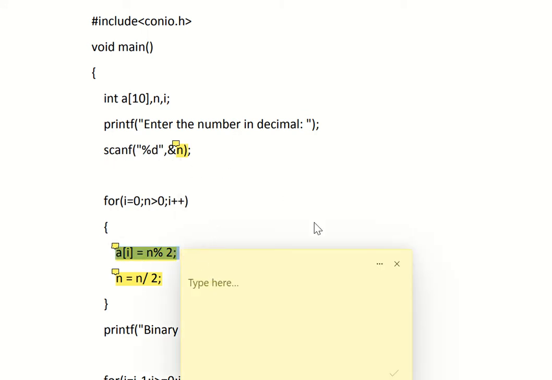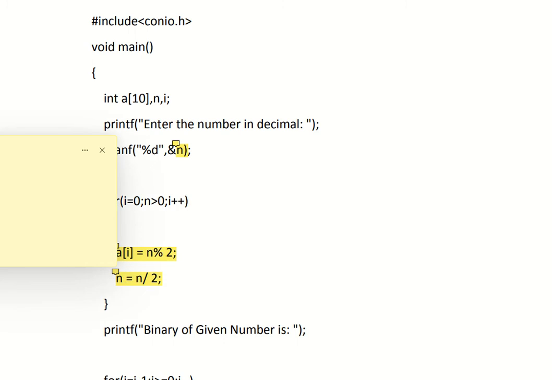Before this, we had a[0] equal to 1. Now we will write a[1]. a[1] is equal to 7 modulo 2. Again you will get remainder 1 only.